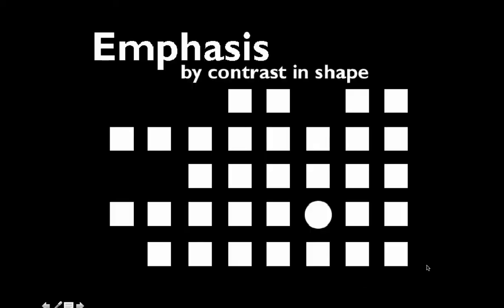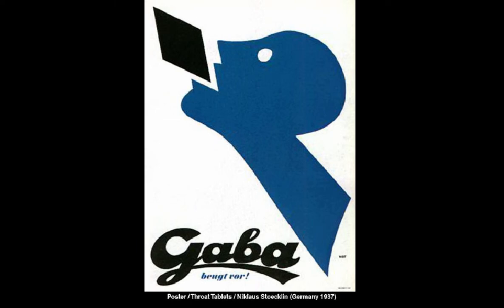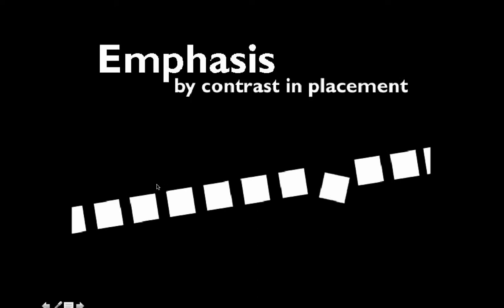Okay, emphasis by contrast in shape. So where am I going to draw my attention to? Tiny squares, and then the circle. One of these things is not like the other, as they used to say on Sesame Street. For example, here, this is some German throat tablets. Shape. So visual unity, again, the color palette, but this is such a dramatic shape. All of these have very curved lines, and this is very hard in shape. Very cool ad.